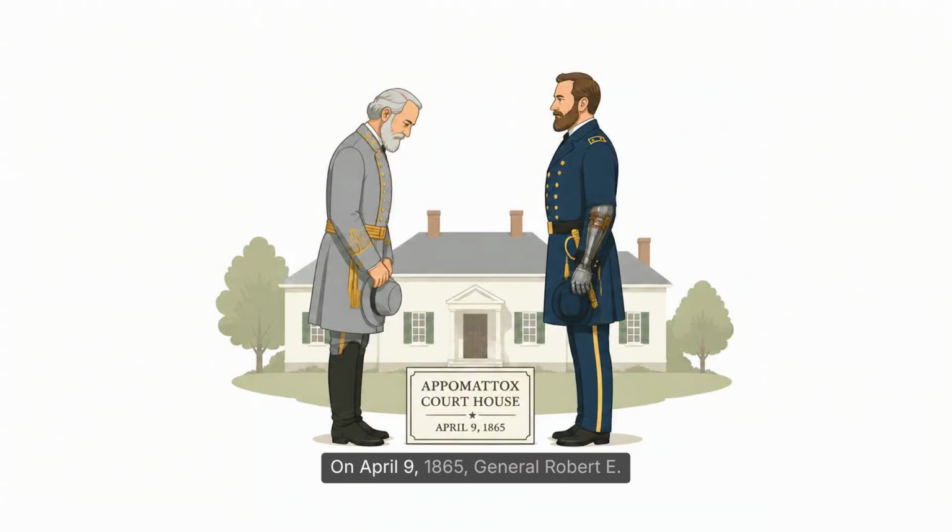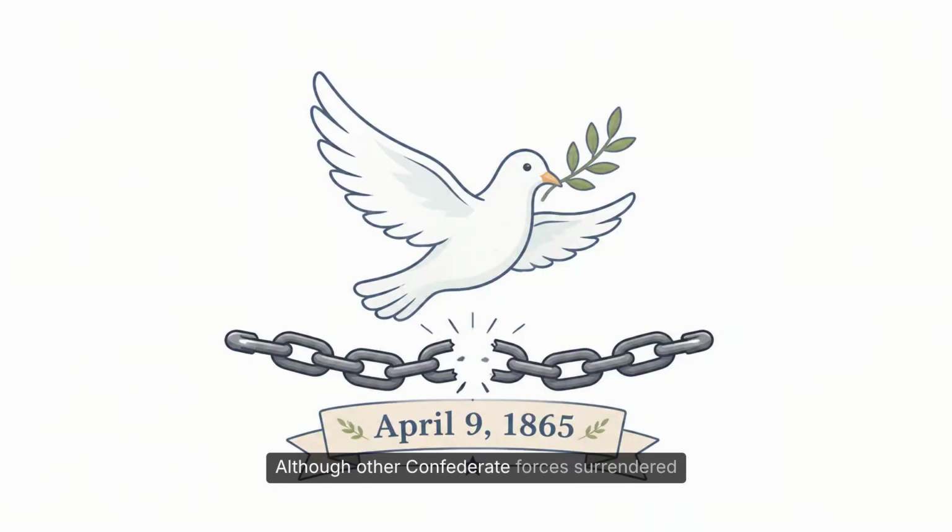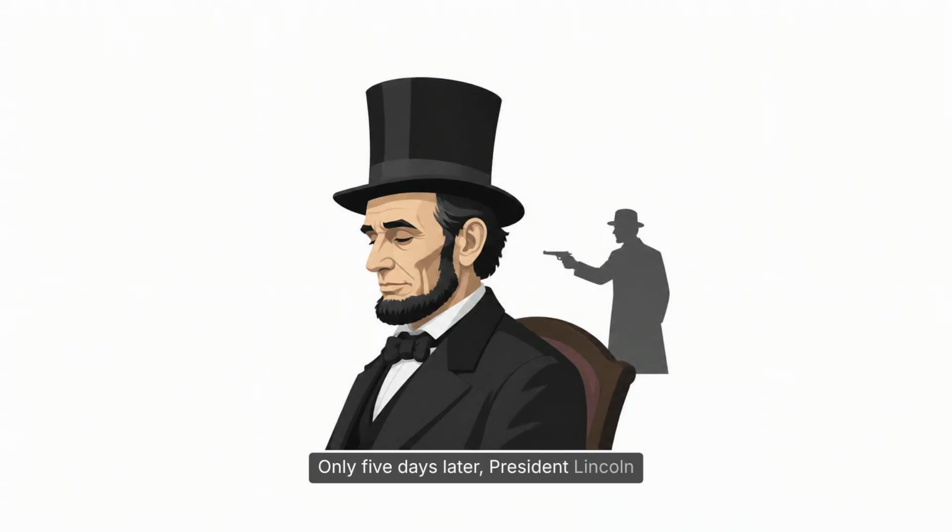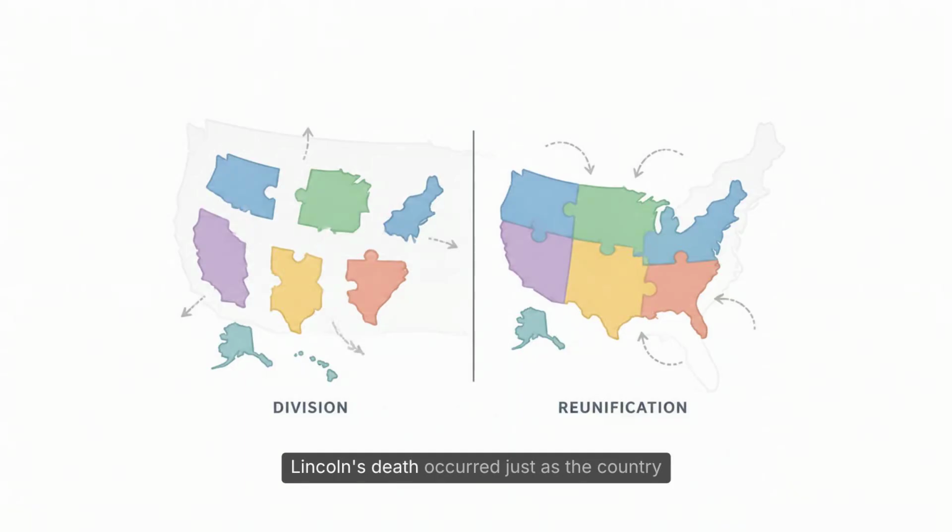On April 9, 1865, General Robert E. Lee surrendered to General Grant at Appomattox Courthouse in Virginia. Although other Confederate forces surrendered later, the meeting at Appomattox effectively marked the end of the Civil War. Only 5 days later, President Lincoln was assassinated by John Wilkes Booth. Lincoln's death occurred just as the country was preparing to reunify and begin the difficult process of national reconstruction.